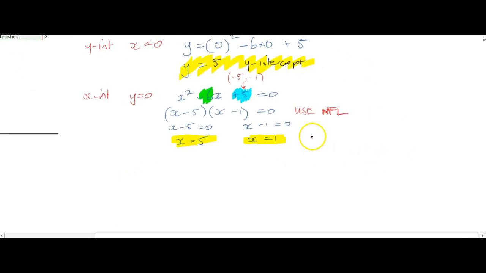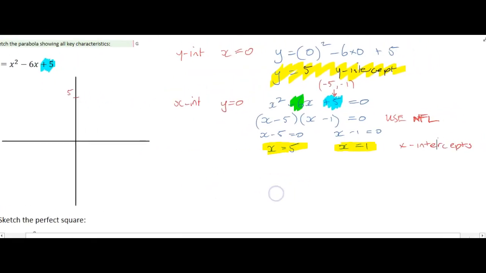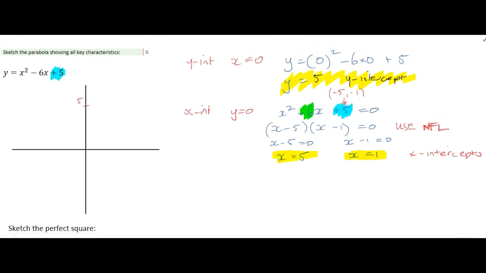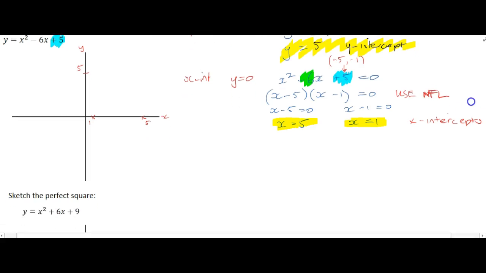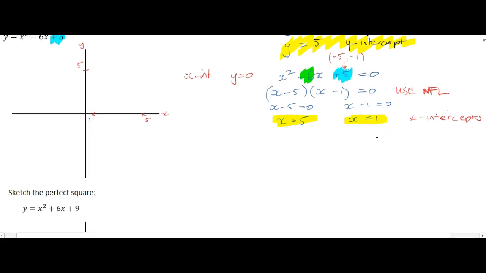All right, x-intercepts. Okay, so I can mark those on my graph or my sketch as well. Now, x equals 1 is here, because this is my x direction, this is my y direction. X equals 1 is here, and x equals 5 is over here somewhere. Okay, so we've got 3 key points there, and you can actually draw this parabola using those 3 points, but I'm going to show you how to do all the key characteristics, because you'll need to know that a bit later. Now, what we're going to do is find the axis of symmetry.